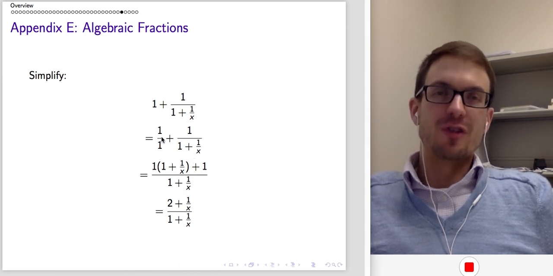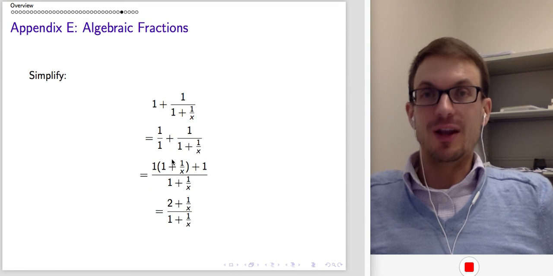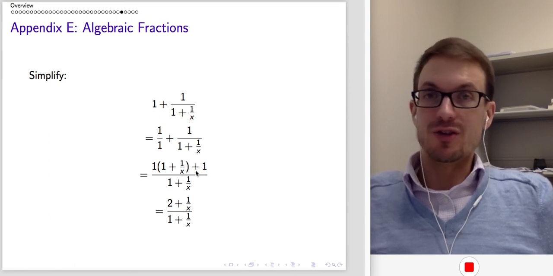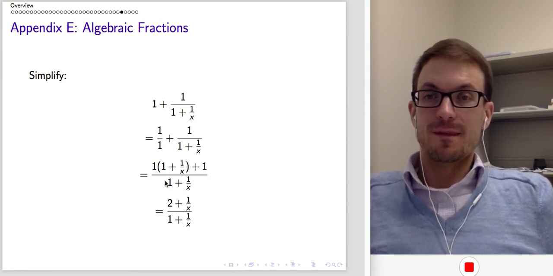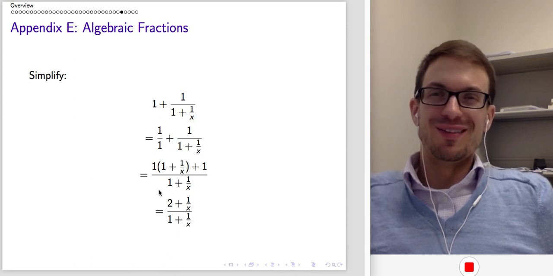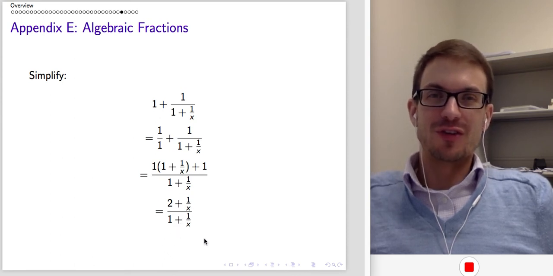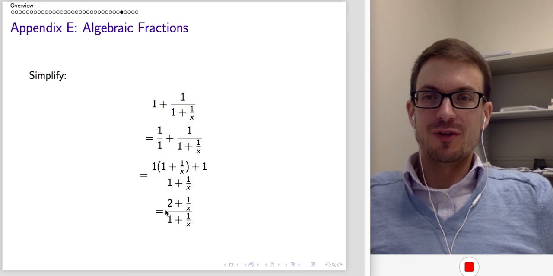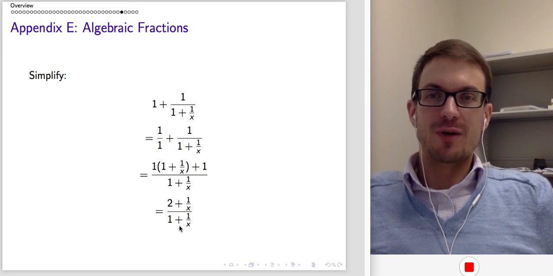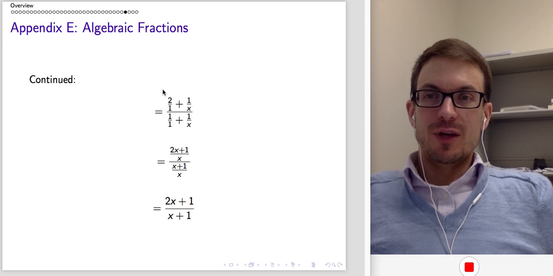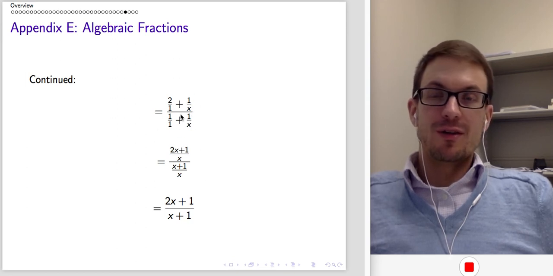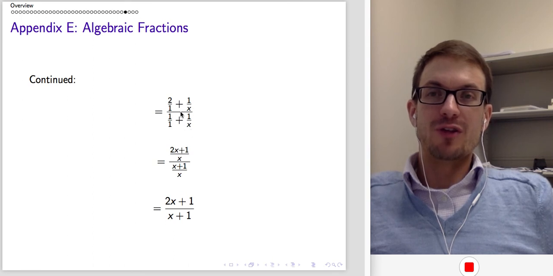Now, if you stare at this long enough, you realize, again, all we did is get a common denominator, and then we did the addition. And if you do that, well, you actually get not such a bad result. 2 plus 1 over x divided by 1 plus 1 over x. And then we can actually do a little bit better from that point. What do we do? Well, let's get a common denominator from the numerator. Let's get a common denominator from the denominator.